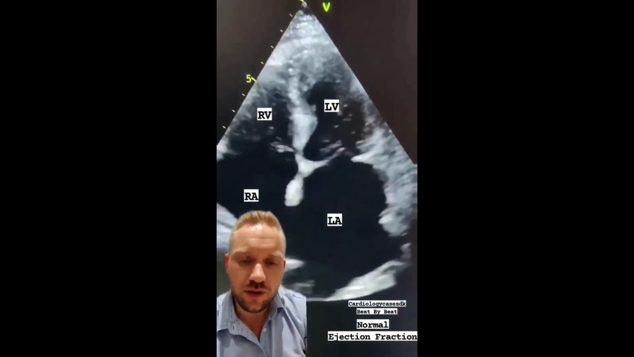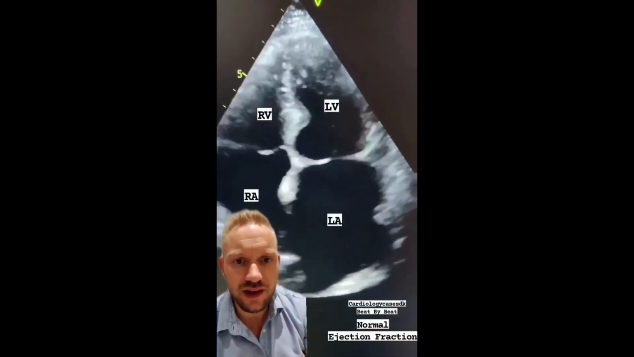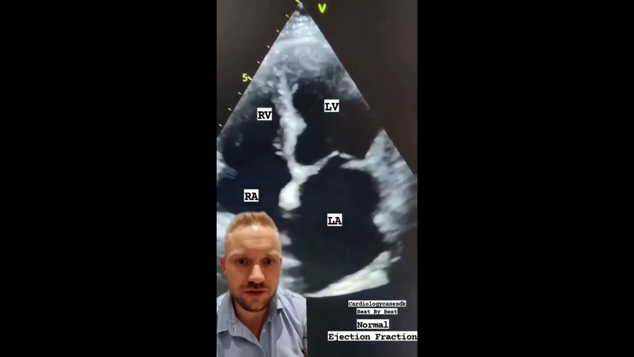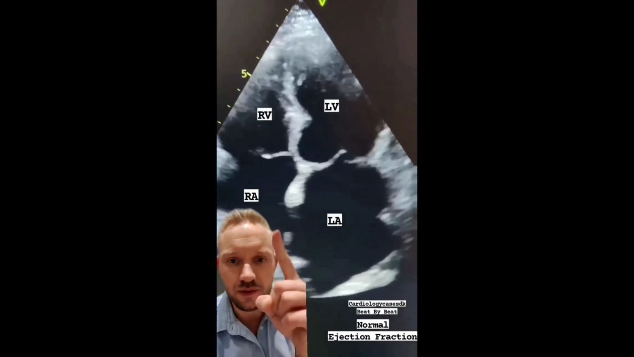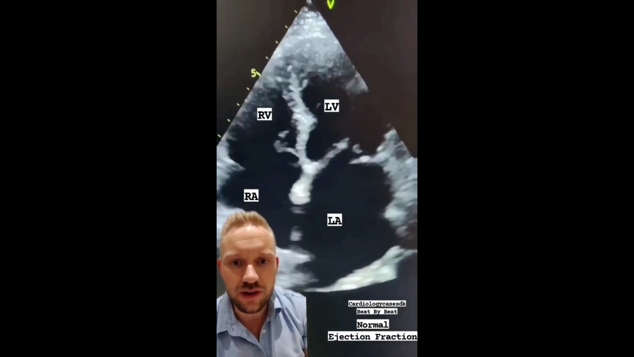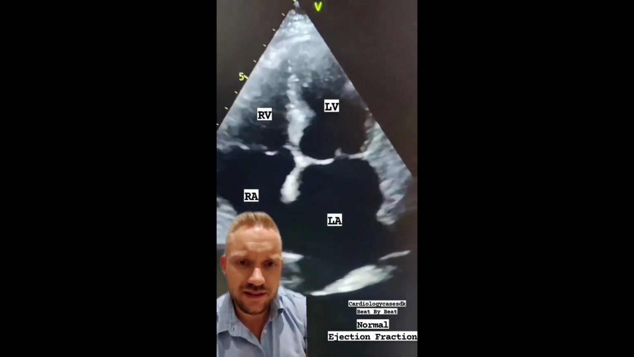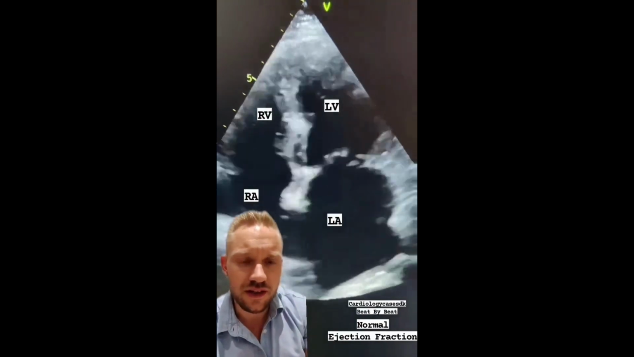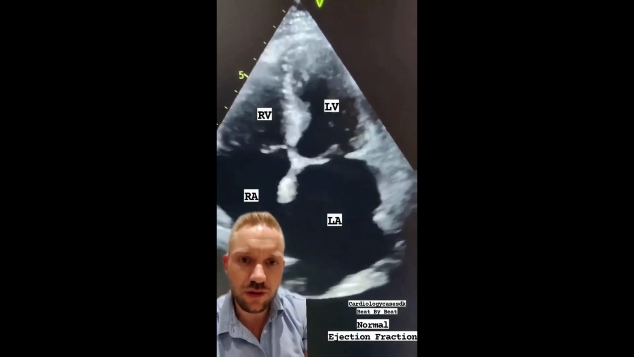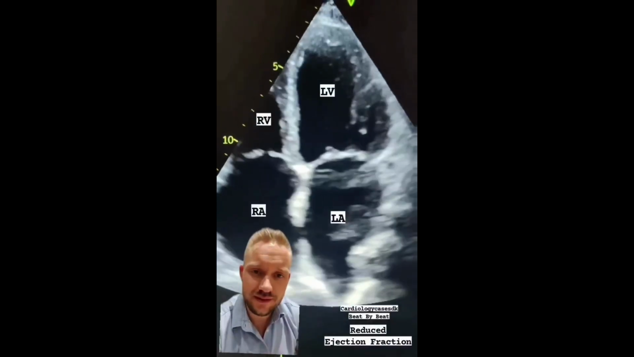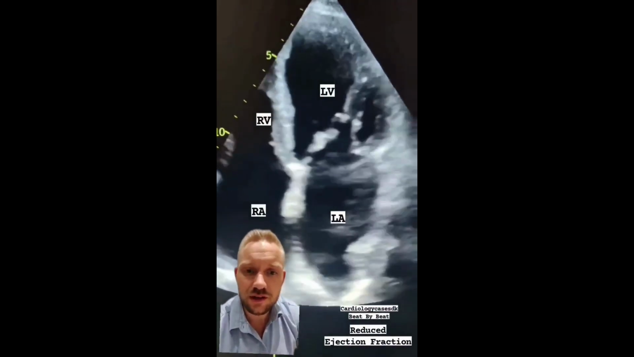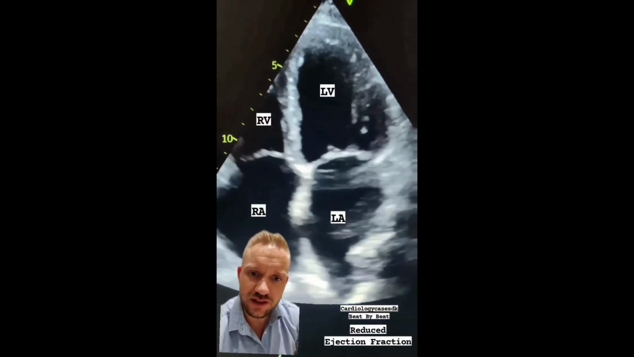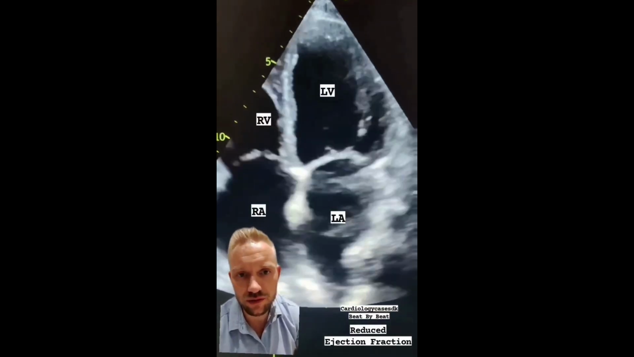One of the most common findings is atrial enlargement. As you see here in this patient, both the left atrium and the right atrium are enlarged. And in this case, we can see that the ejection fraction of the left ventricle is normal. In this other case, with a patient with atrial fibrillation, you can see the left ejection fraction is severely reduced.